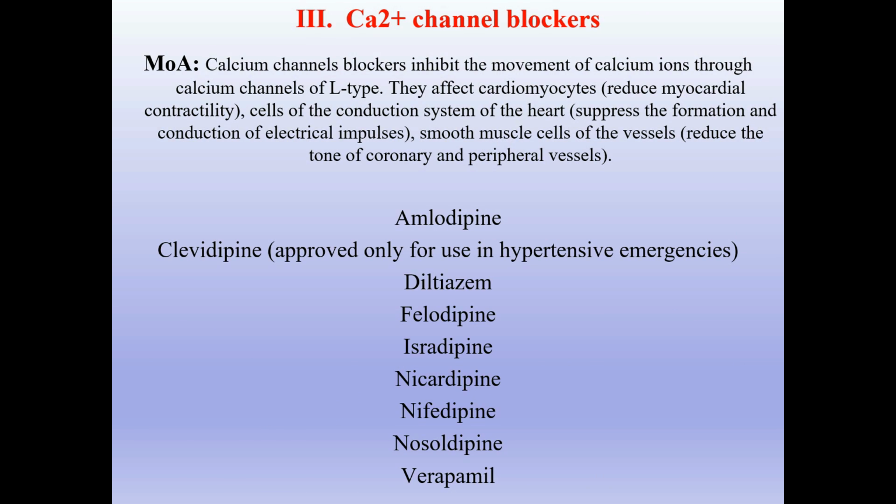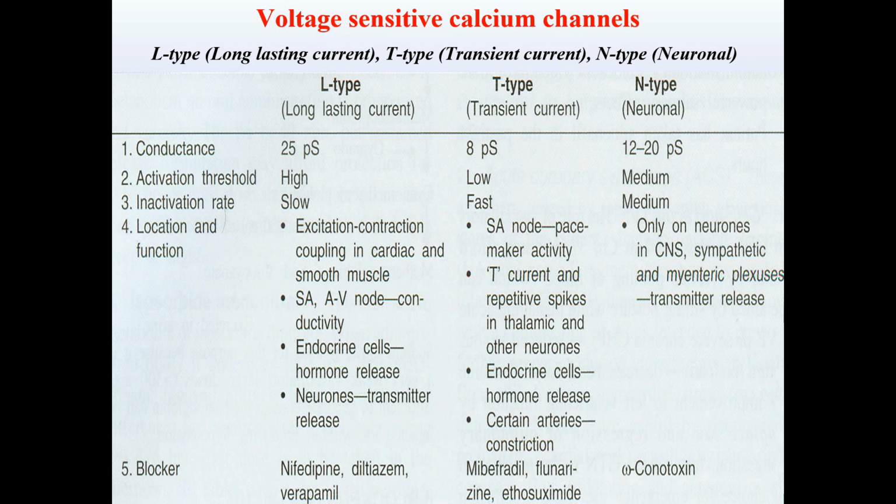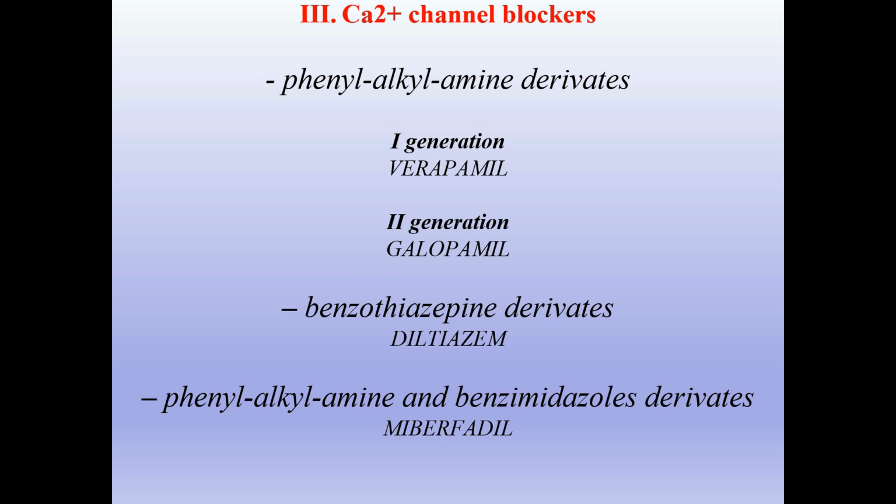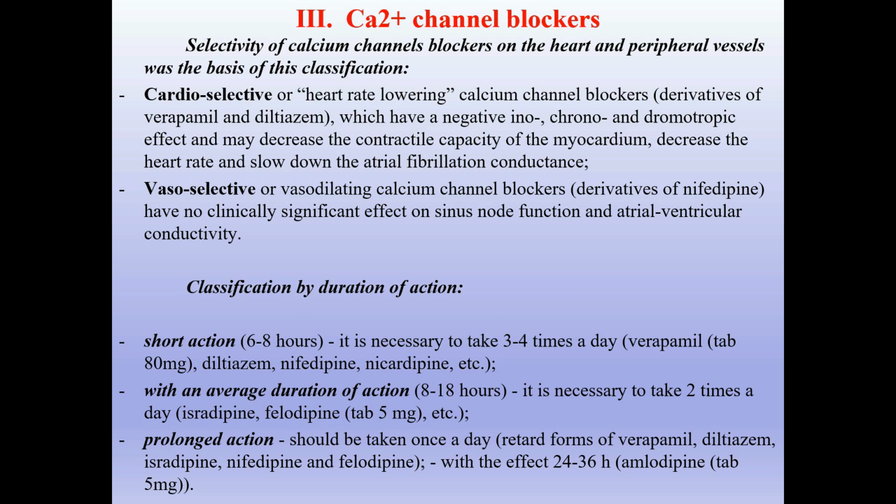Third group is calcium channel blockers. We talked about them in this lecture already, so the further 3 slides I will simply show to you for a few seconds. And I will stop on this slide. Selectivity of calcium channel blockers on the heart and peripheral vessels is the basis of this classification.